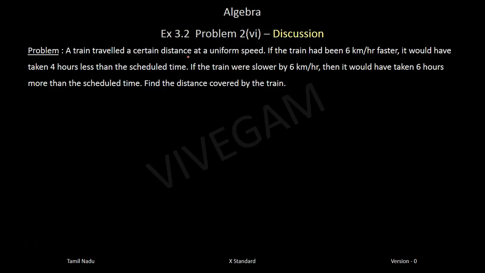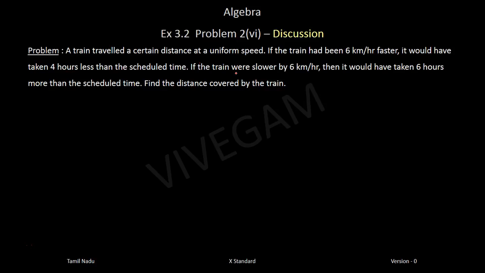Now let's say the train was traveling at 100 kilometers per hour and it was taking 10 hours. What they mean to say is that had the train traveled 6 kilometers per hour more, that is 106 kilometers per hour speed, it would have taken 4 hours less. Initially it was taking 10 hours, it would have taken 6 hours. So that will give you one condition.